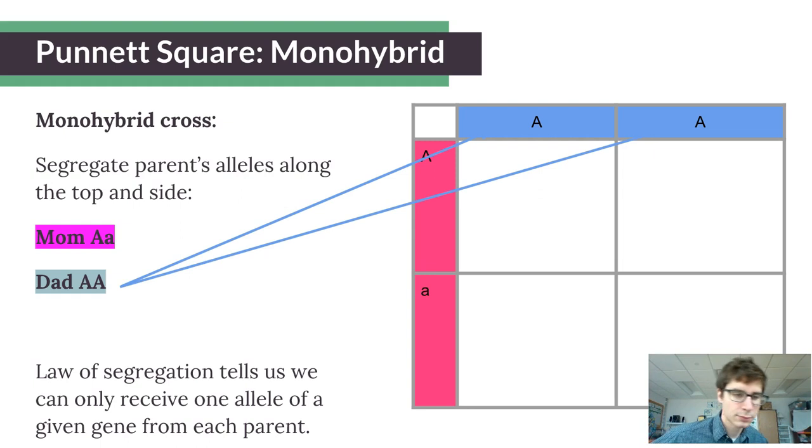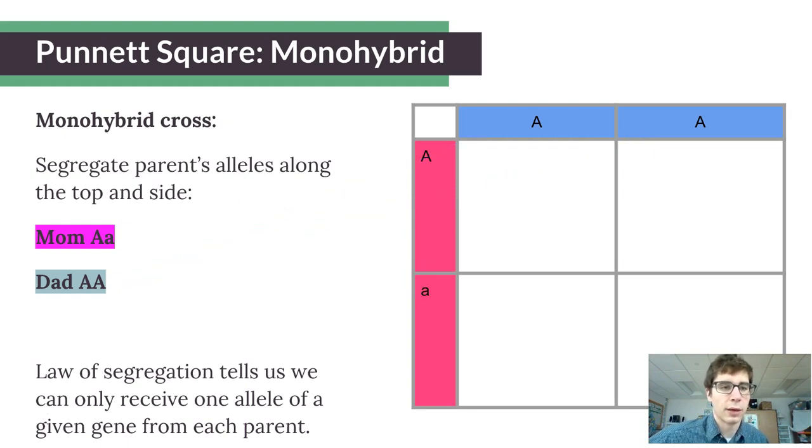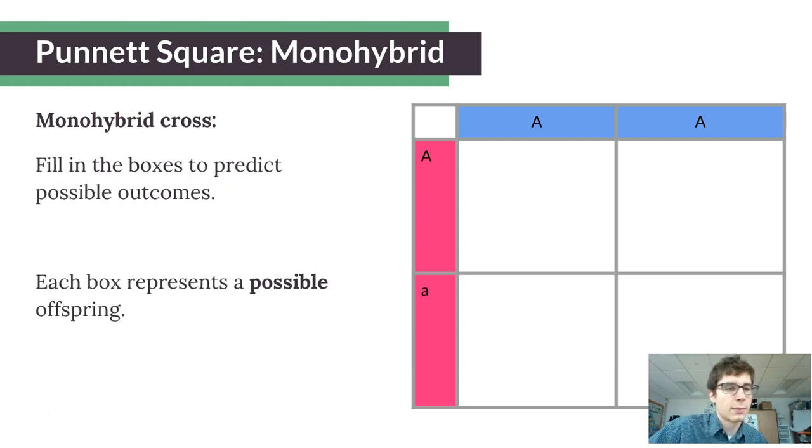Same with dad. The next step in our Punnett square, by the way, make sure you write step 2, segregate parents' alleles along the top and side. Step 3, you're going to write down, fill in the boxes to predict possible outcomes, which means that we're going to basically just distribute these different alleles now. So this allele is going to get placed into this box. This allele is also going to get placed into this box, giving us a genotype of capital A.